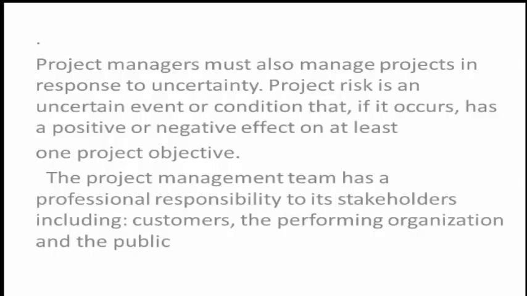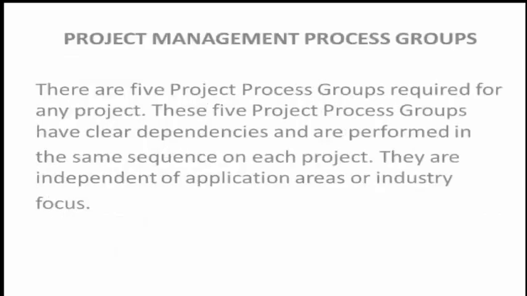Project risk is an uncertain event or condition that has a positive or a negative effect on at least one project objective. If something happens, for example, with resources or time, it could affect the project. If none of the people turn up on a particular day, then it will affect the schedule of the project. Things like that. The project management team has a professional responsibility to stakeholders, including the customers, the performing organization, and the public. They are answerable to them. They need to deliver to the expectations of the stakeholders.